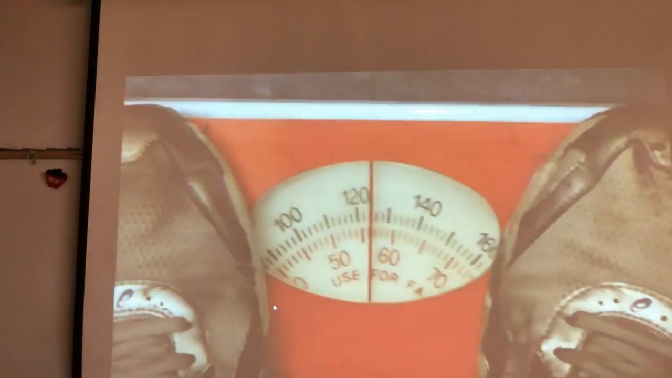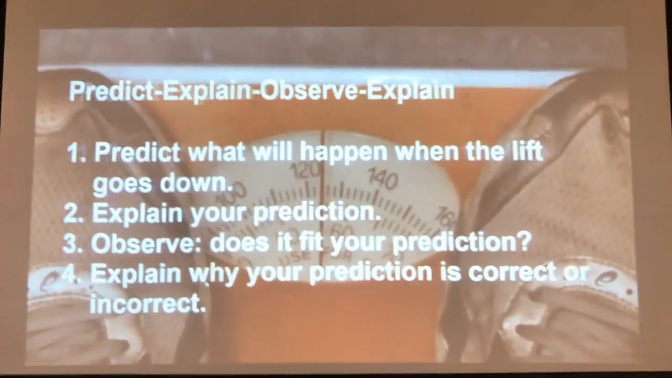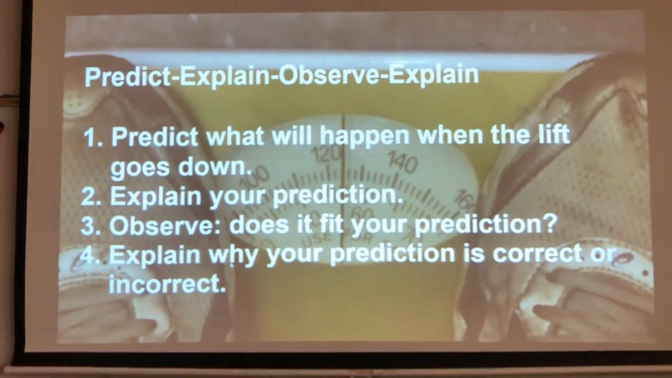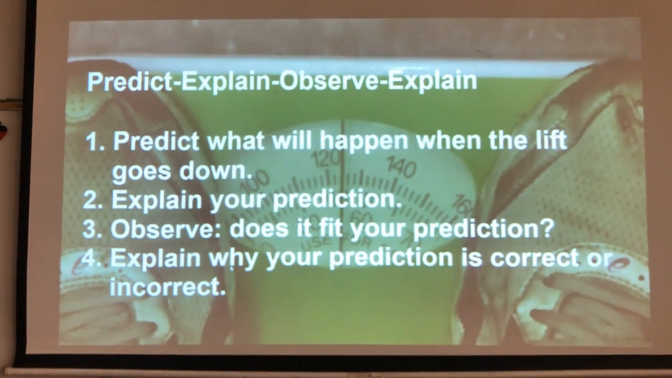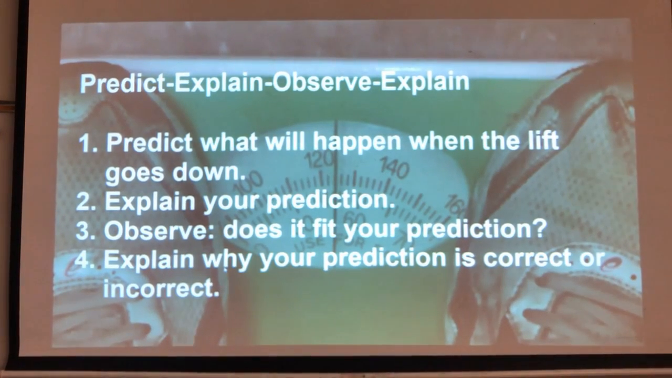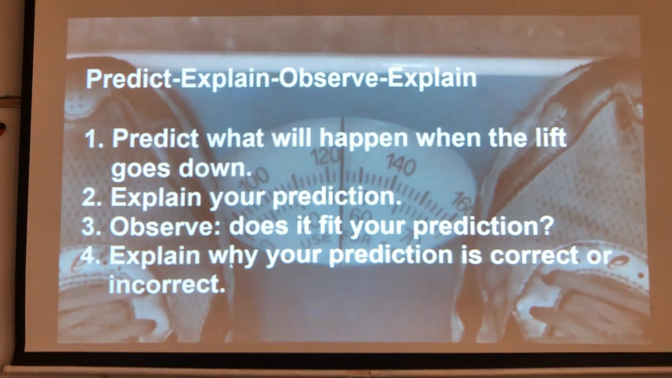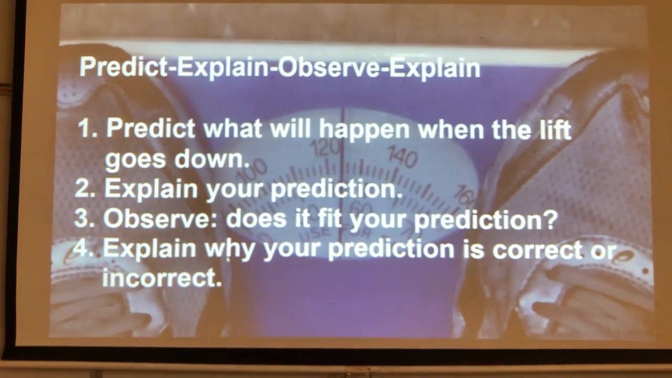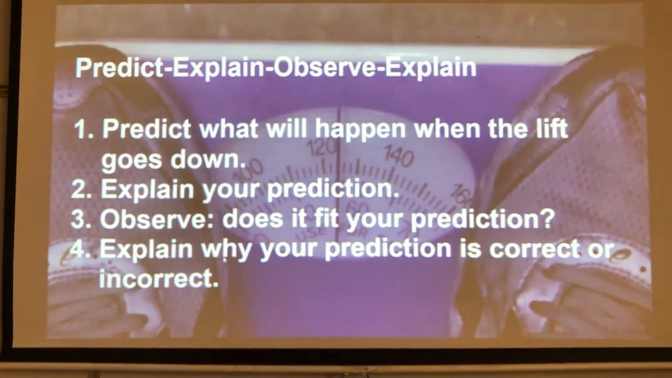Okay, fourth floor, 124 still. Now it's going down. Stop it. What's going to happen at the start, in the middle, and at the end? How will the weight change? How will the reading change? So 124 is what it says now.